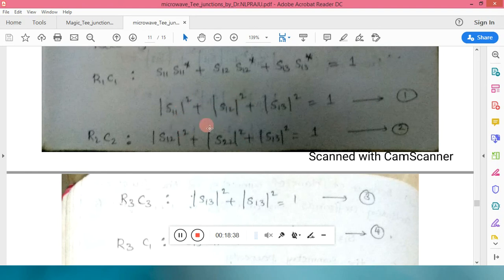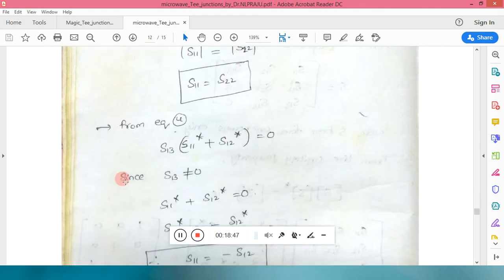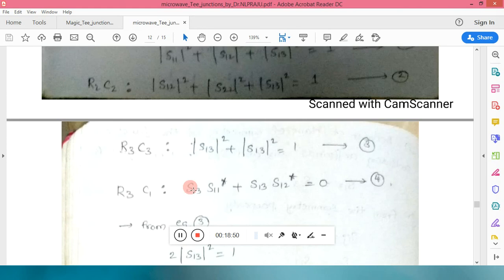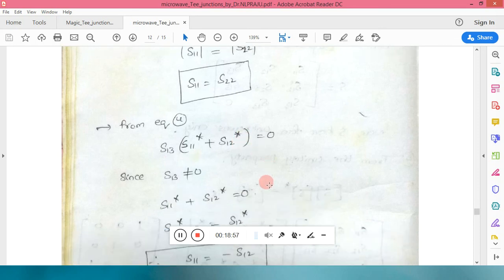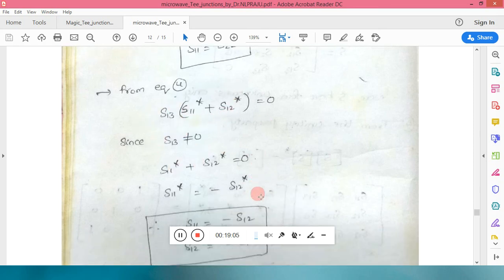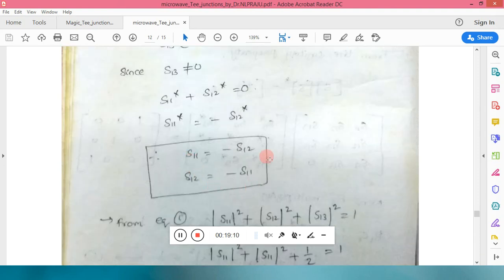Now by comparing equations 1 and 2, these two cancel out, this one and this one, this one and this one cancel out. S11 square is equal to S22 square. We are getting S11 equal to S22. Now from equation 4, take S13 common here. So S11 star plus S12 star equals 0. Since S13 already has a value, 1 by root 2, it is not equal to 0. This should be 0. Therefore, S11 star is equal to minus S12 star. That means S11 equals minus S12, or S12 equals minus S11.